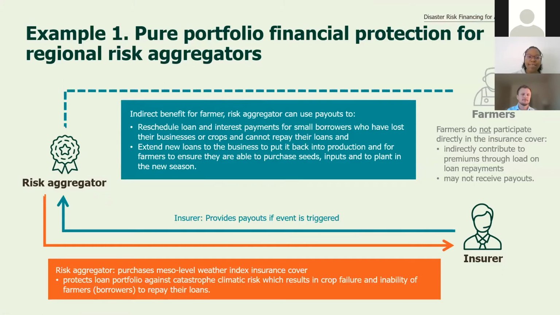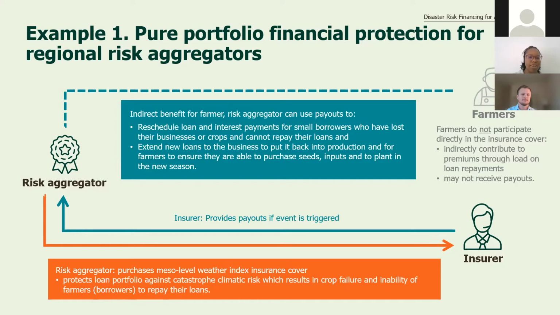And just to highlight this, there are two cases, a quick example on different use cases. So in this example, this is a regional risk aggregator that's using a meso-level solution purely for financial protection at the portfolio level, their lending portfolio, for example. They purchase the cover, as you can see from the bottom there in orange. They purchase the cover from the insurer, and the trigger that determines whether a payout is made or not is based on the aggregated loan portfolio.